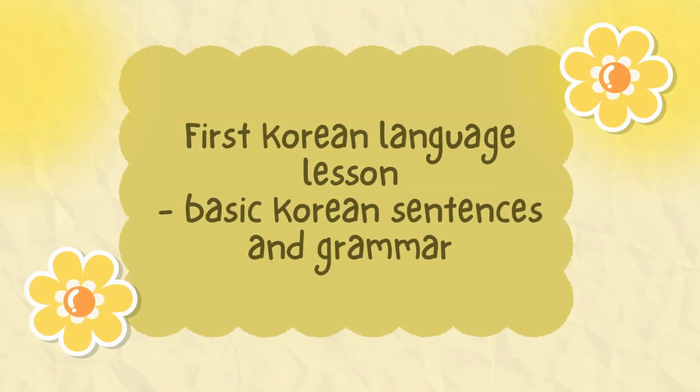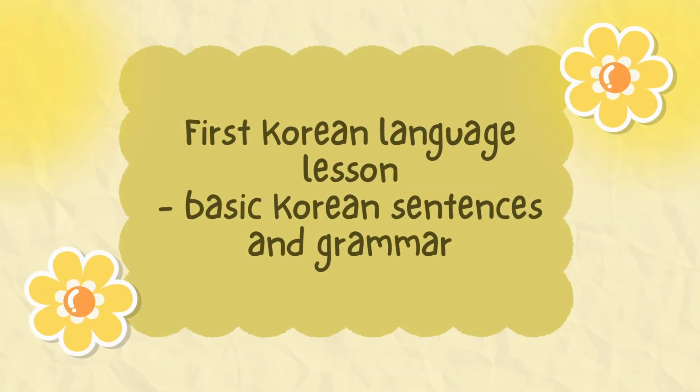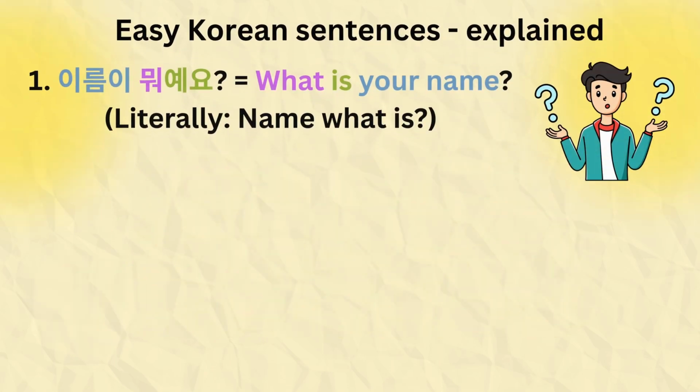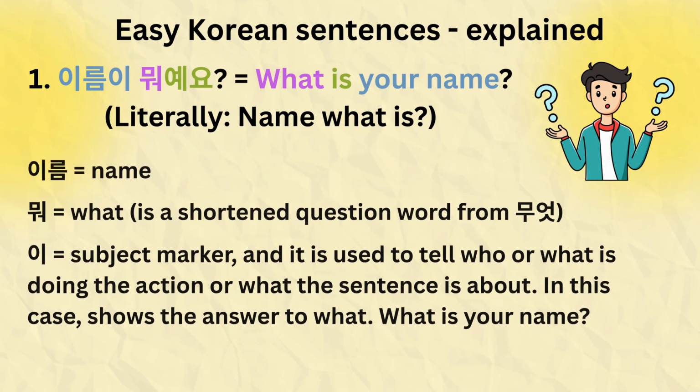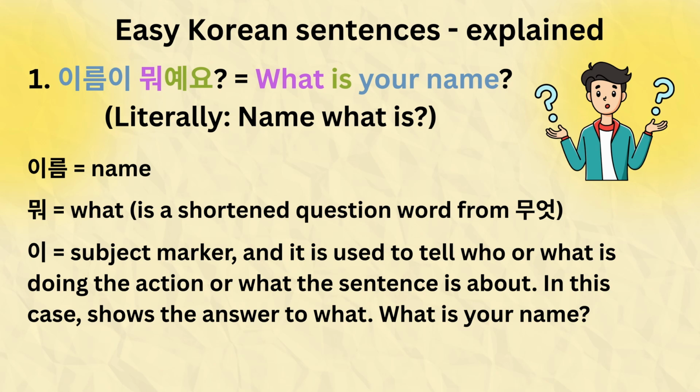In today's Korean lesson, we will learn how to say what is your name, how to answer that, and I will introduce to you the verb to be and subject and topic markers. Let's go. This is our first sentence. 이름이 뭐예요? What is your name? Literally means name what is.